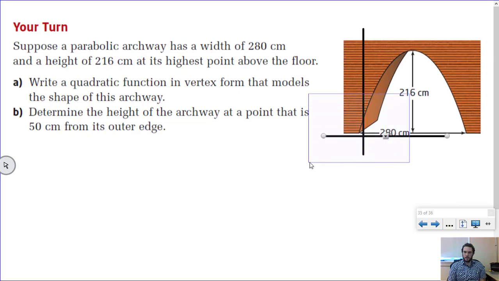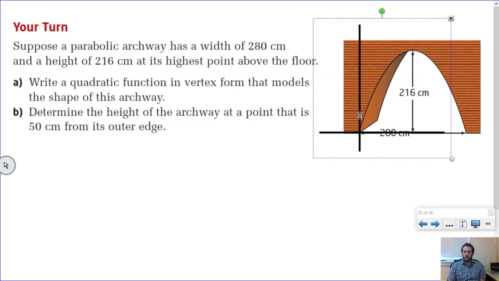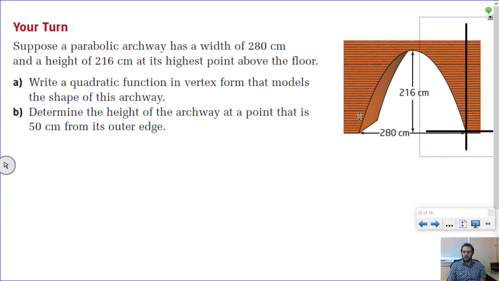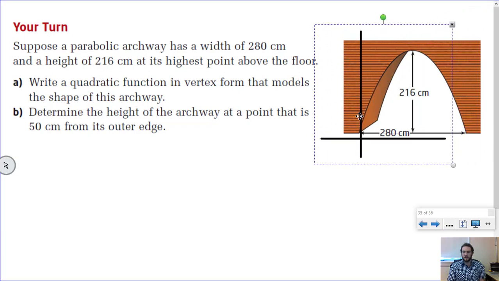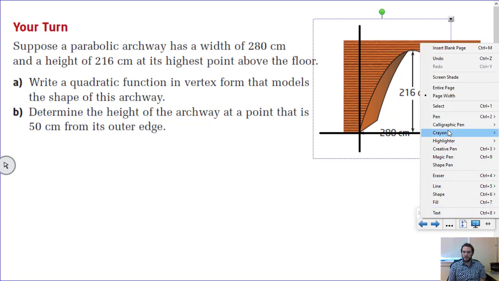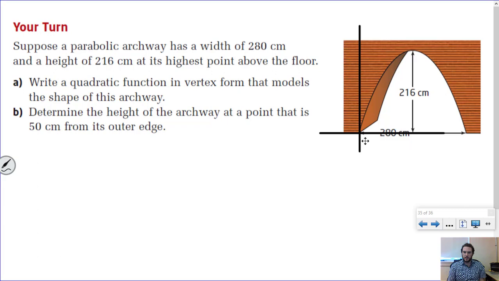Right here at this point, right? Or we could have had it up here at that point, or over here at this point. So there's a lot of different equations that are going to describe this parabola, but I would argue for this question the easiest place to put it is right here, where it gives us an x-intercept at 0, 0, and another one 280 units away at 280, 0.